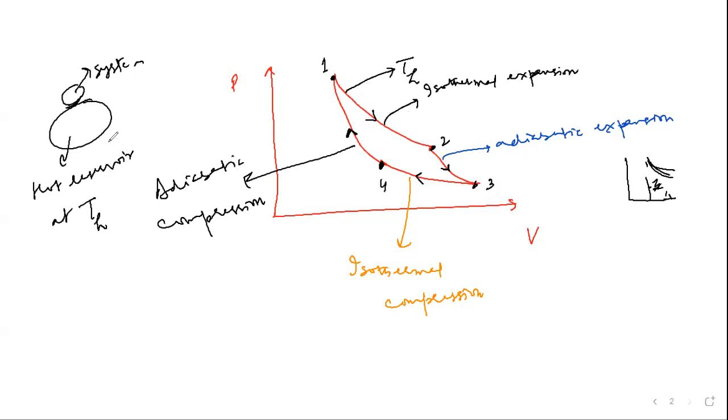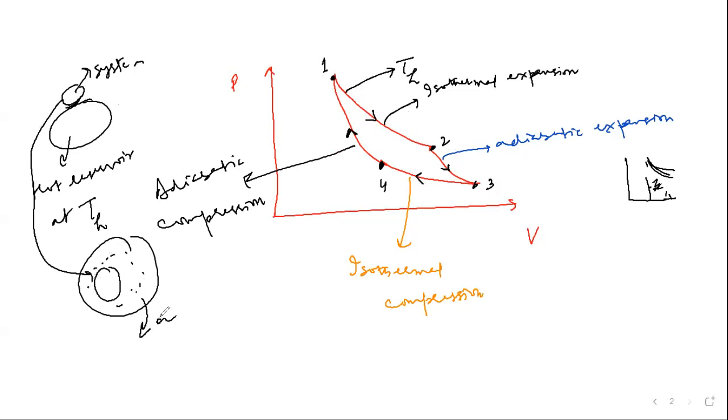So at point 2, then what we do, we remove this system from the hot reservoir, and this is my system. Then we put an adiabatic wall around it. So we ensure now no heat enters or leaves the system. Then we allow the gas to expand from 2 to 3. So the gas does work. That work is equal to this small area.